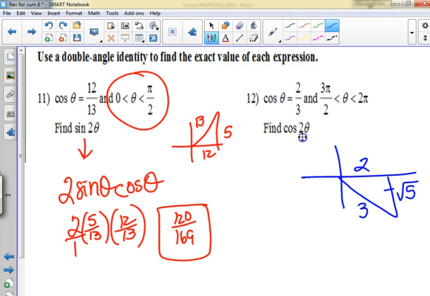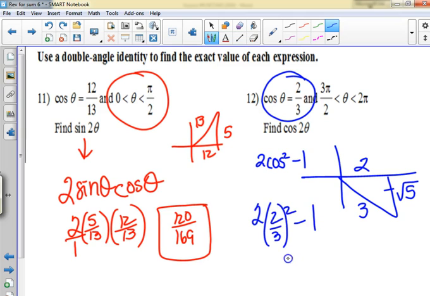I would use, on this one, there's 3 choices. I would honestly use 2 cosine squared minus 1. You know why? Cosine was already given. Okay? 2 times 2/3 squared minus 1. This is 4/9, which is, yeah, you get to use both.